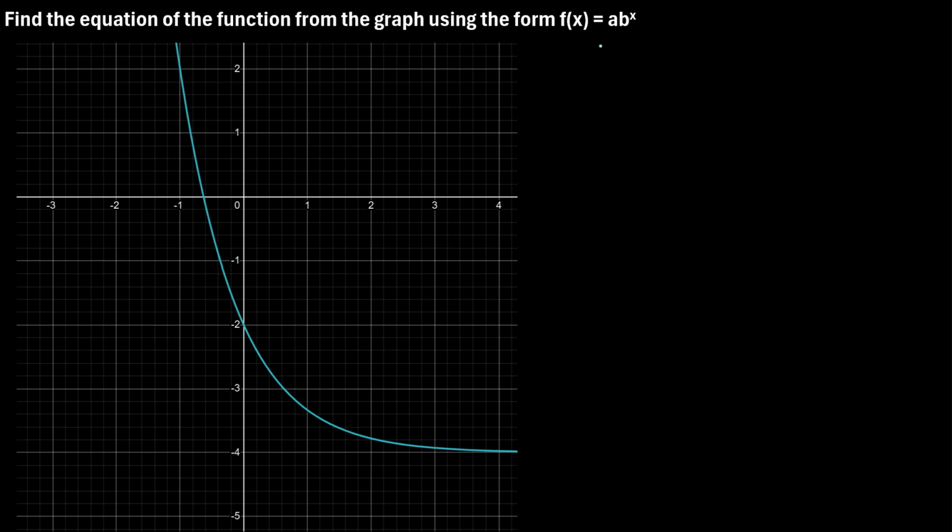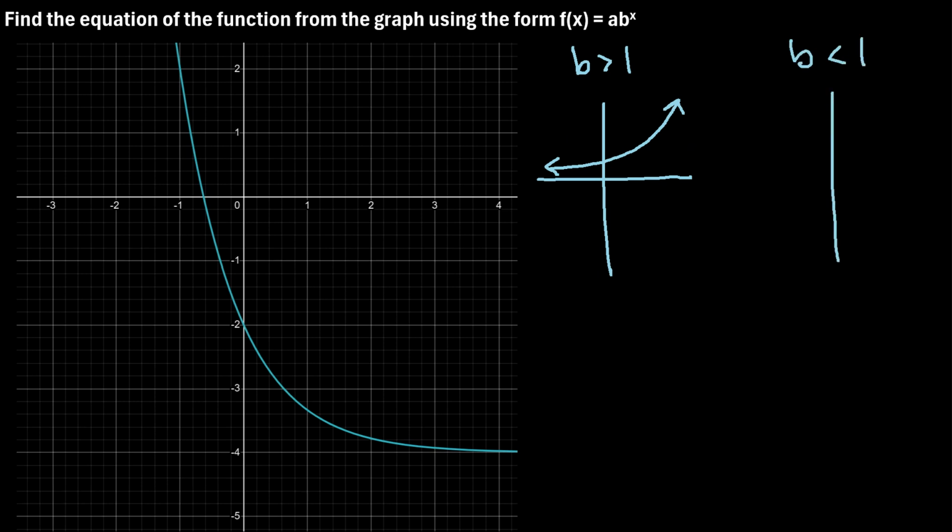So it helps to understand that when we have a graph in this form, f of x equals a times b to the power of x, when b is greater than 1, our graph represents exponential growth, which looks something like this, where as the x values get larger, the y values also get larger. But if b is less than 1, then we have something known as exponential decay. And that's when, as the x values get larger, the y values actually get smaller.